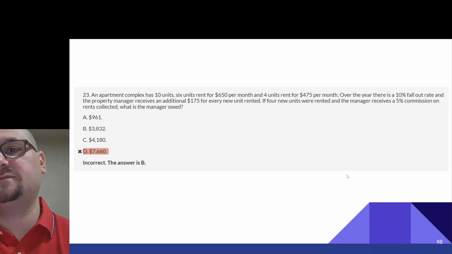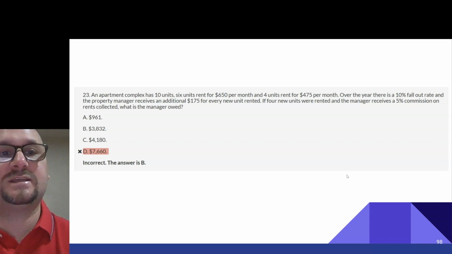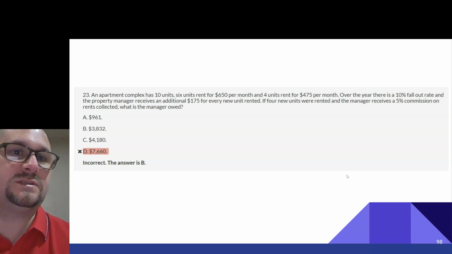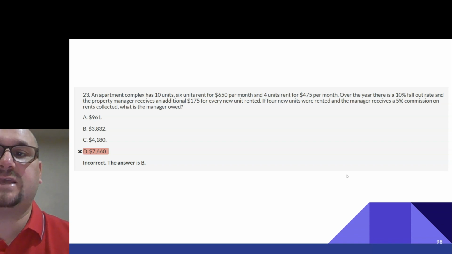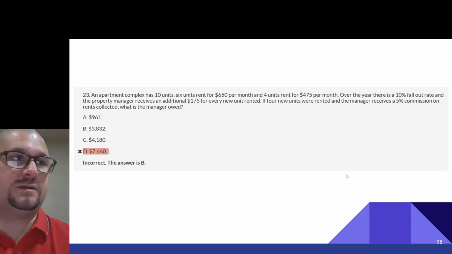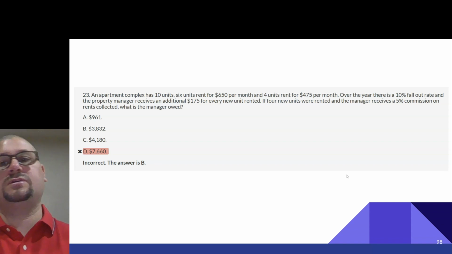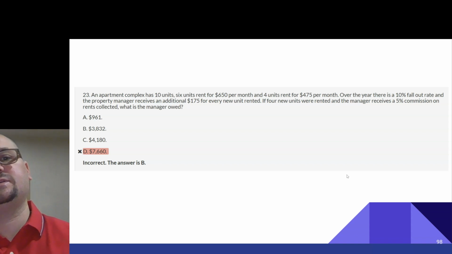The manager receives a 5% commission on rents collected, right? So we just calculated total annual rent. But that's after the fallout rate. In that year, they had a 10% fallout rate. So you get the annual times the fallout rate times the 5% gives you a number. You add in the 175 times the 4 units, add that together, you get 3832.